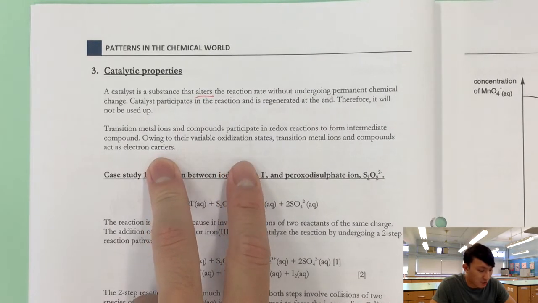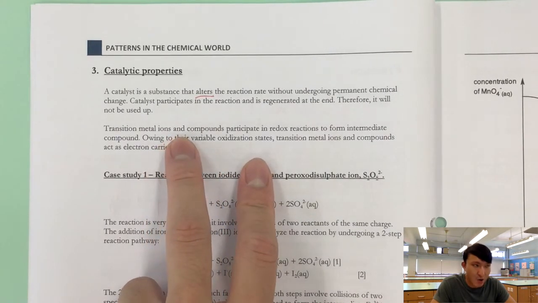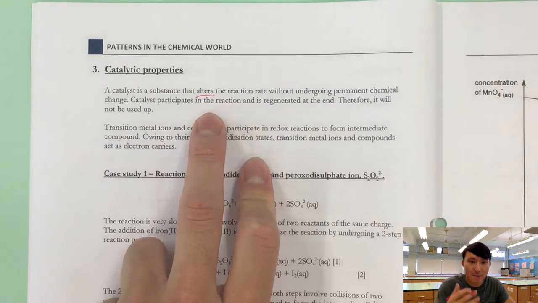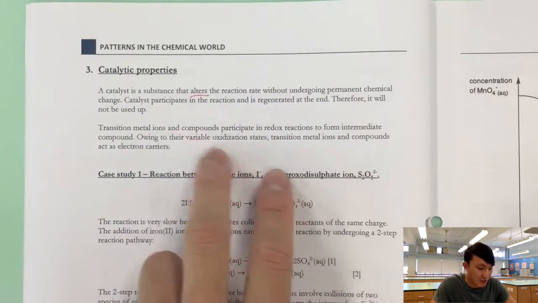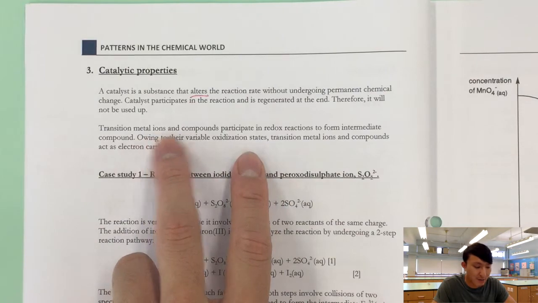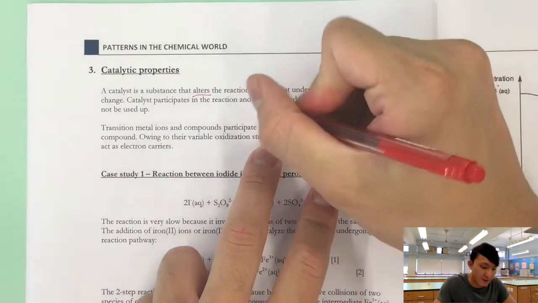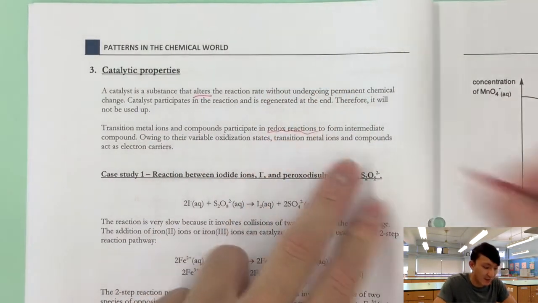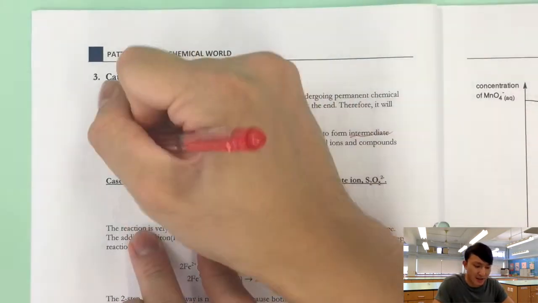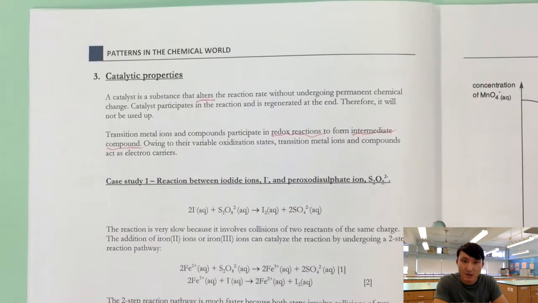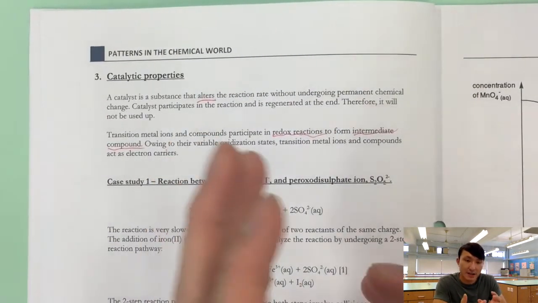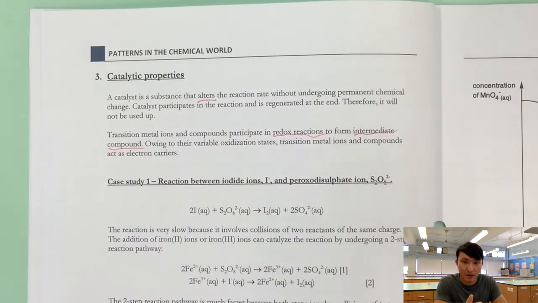Now, transition metal ions, you may ask, how are they able to catalyze a reaction? Especially, how do they catalyze by participating in the reaction? Now here, we say that transition metal ions or metals, they can participate in redox reaction to form intermediate compound. What do you mean by intermediate? Now, intermediate is not the product, not the reactant. Intermediate is in between reactant and product.